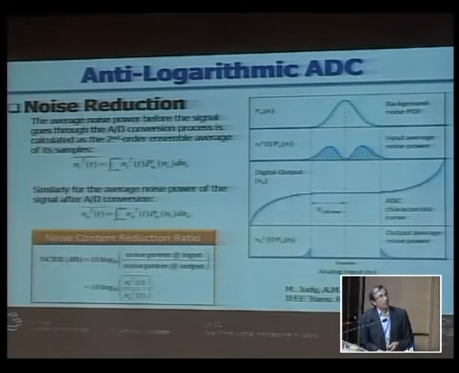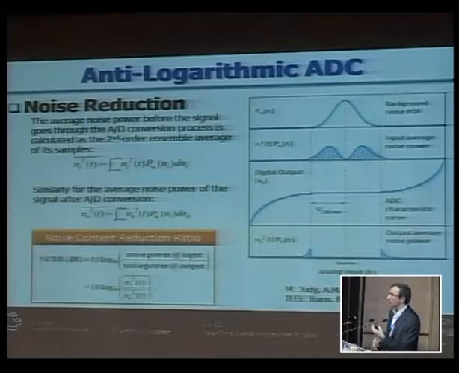Well, we introduced a parameter, the noise content reduction ratio. When the signal comes through this process, the noise content of the signal will be reduced, and this is great. So we are denoising the signal in addition to compression, in addition to digitization.